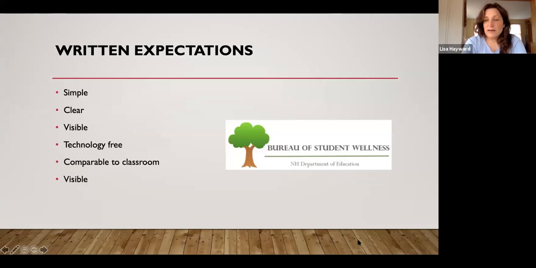When you write your expectations for student behavior, make sure it's simple, age-appropriate language, it's clear, you haven't forgotten any details. Make sure it's visible in the courtroom. Students know where they're going to go to find those written expectations. Make sure that it's relatively technology-free to access your written expectations. Make sure they're comparable to the brick and mortar classroom. And again, visible. Make sure your written expectations are posted in the course site very clearly and very conspicuously.